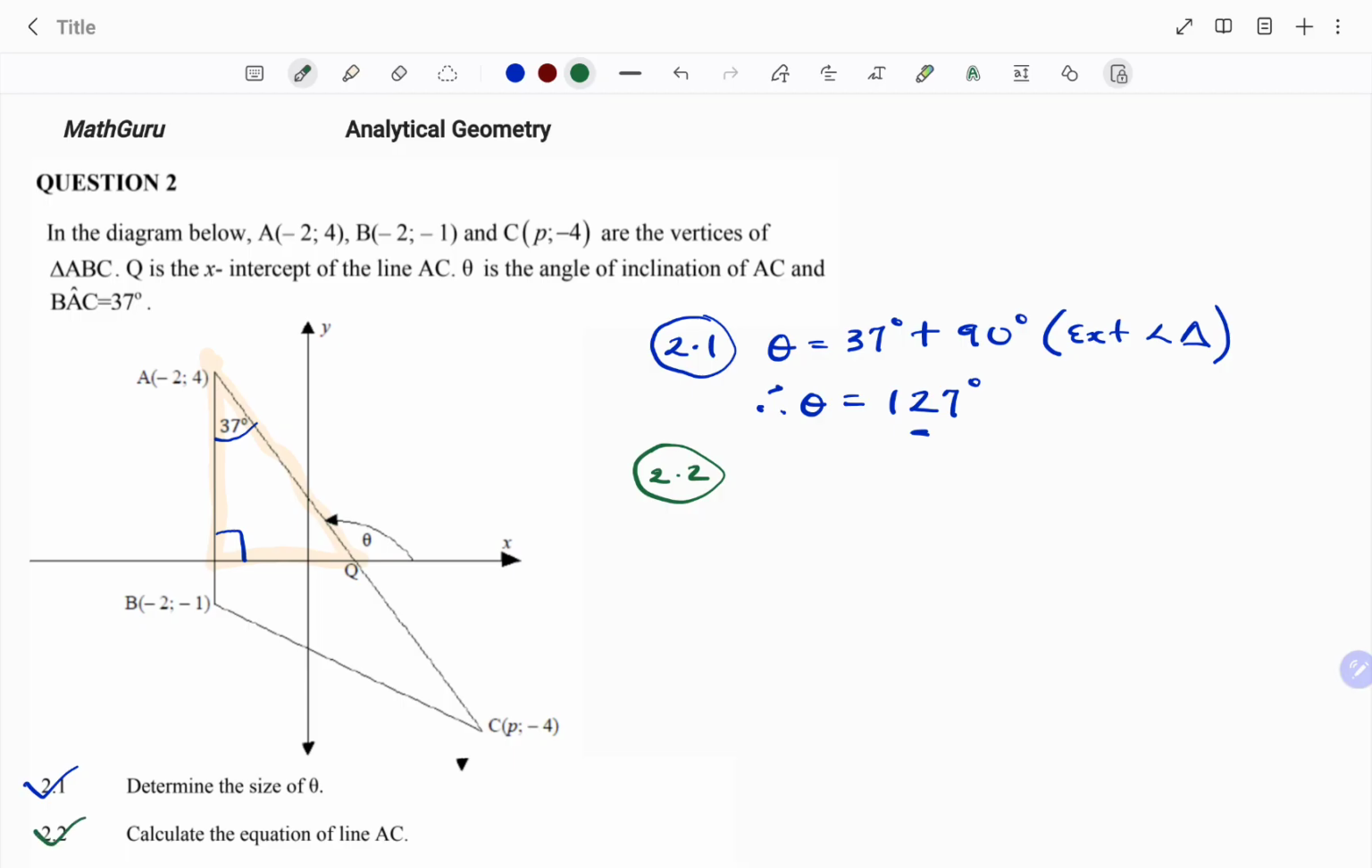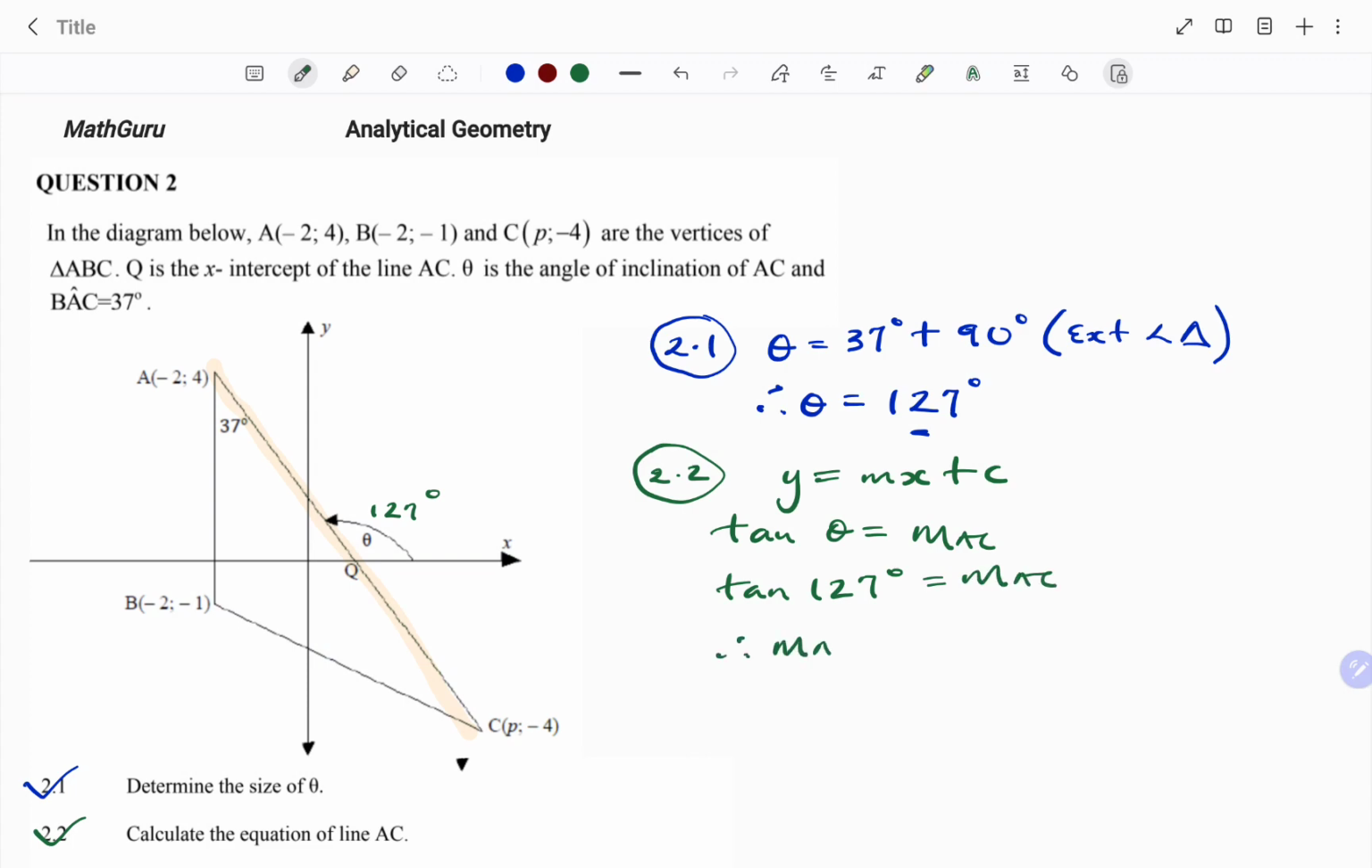Let's go to the second part of the question, which states: calculate the equation of the line AC. We have the line AC given. I'm going to highlight that. And because we've been able to find the value of theta, that's 127 degrees, using the standard equation of a line, y equals mx plus c, where m is the gradient and c is your y-intercept. Now, because we know the angle of inclination, we're going to use that. This says that tan theta equals the gradient of the line AC. We got theta as 127 degrees, so I have tan of 127 degrees equals the gradient of the line AC.